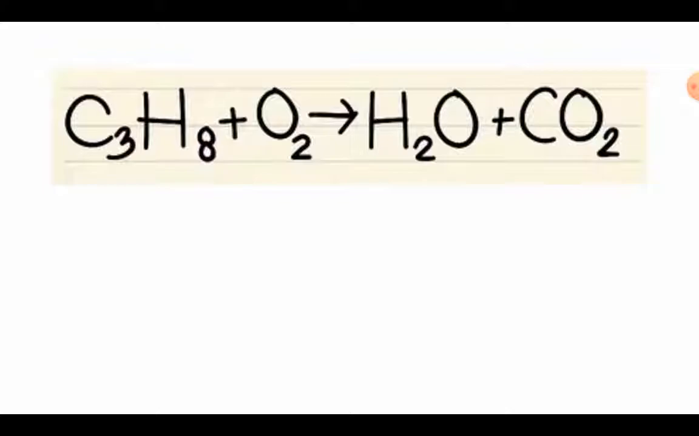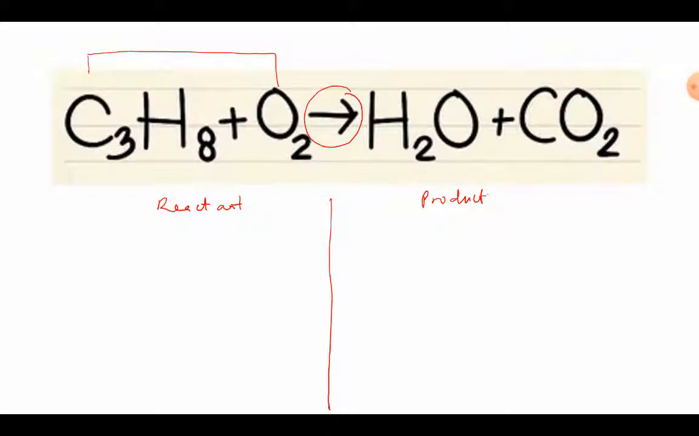The first thing is that we have to make a list of the atoms of each element, like the elements on the reactant side and the elements which are present on the product side. So first of all, we will make a list. If we see the reactant side, we can see the arrow. On the left hand side we have the reactants, and on the right hand side we have the products. So now we are clear with this.